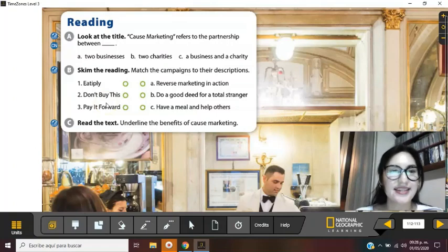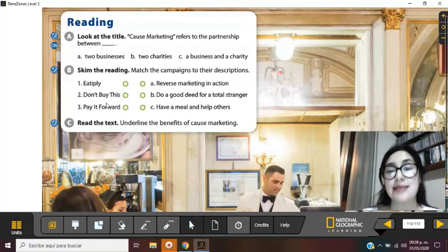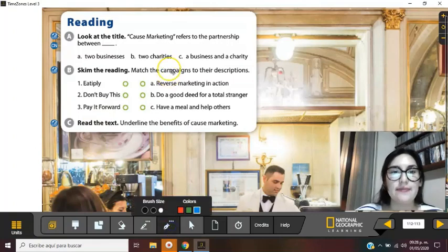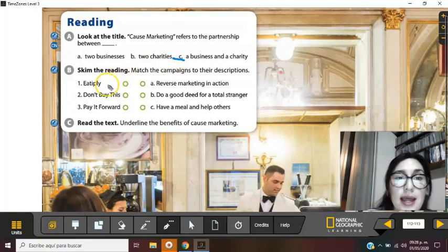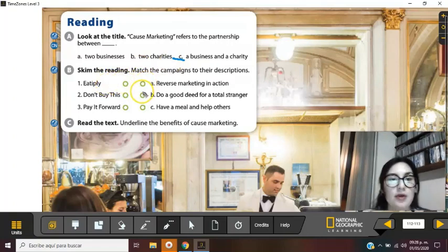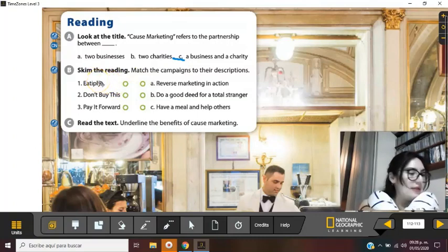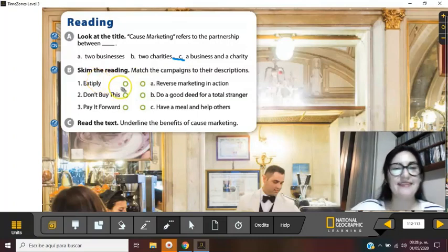Okay, guys, let's check your answers. It says, look at the title, because marketing refers to the partnership between A, to business, B, to charity, so business and charity. Yes, excellent. Letter C. Now, according to the audio and the reading and listening that you checked before, match the campaigns to the descriptions. Reply is A, B, or C, guys. Come on. That is really, really easy. Yes, C.